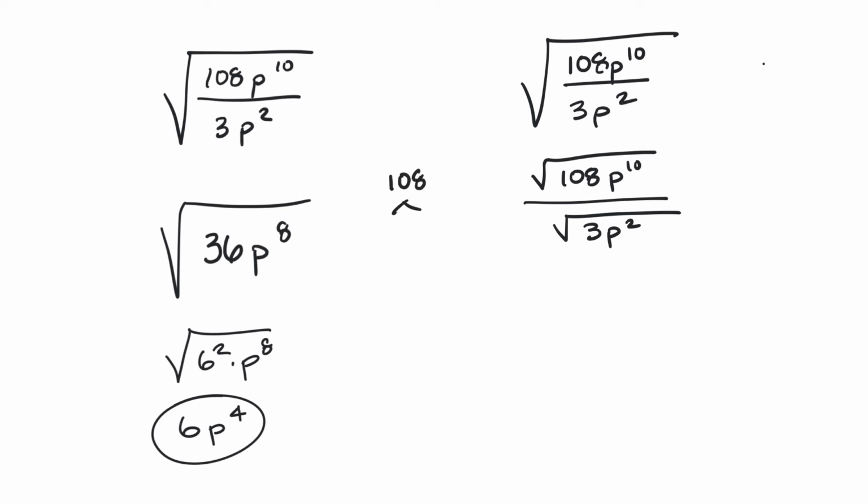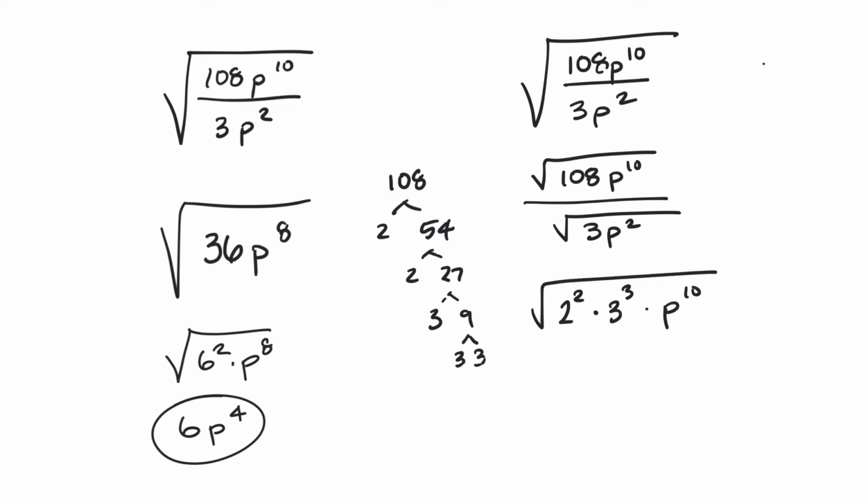So 108, that's 2 and 54. That's 2 and 27. That's 3 and 9. And that's 3 and 3. So this is 2 times 2 times 3 times 3 times 3. So we've got 2 squared times 3 to the 3rd, and then we have p to the 10th. And that's all in the radical. And then in the bottom, we've got the square root of 3 times p squared.